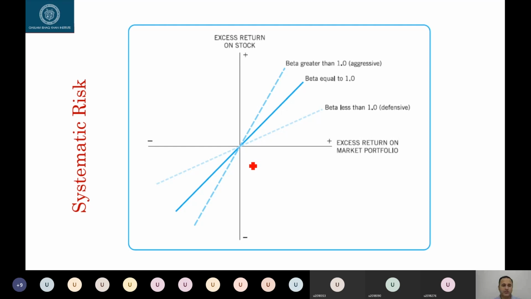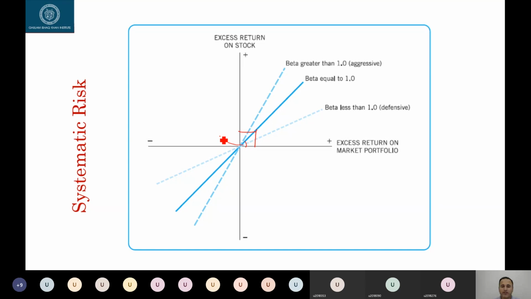If I show you in a graph, a beta equal to 1 means that, let's say, if the market gains 10%, the individual stock or your portfolio also gains 10%.